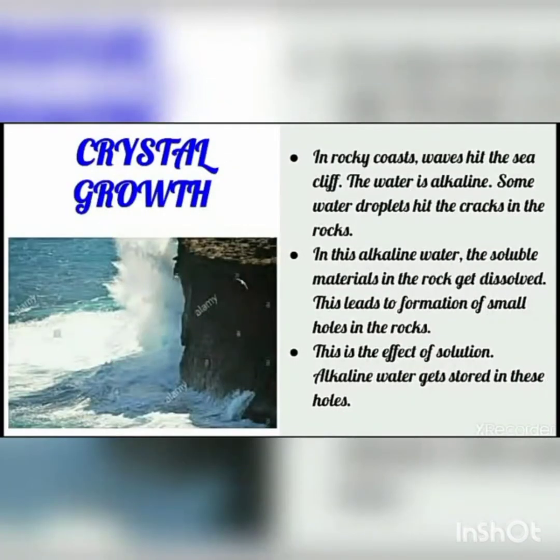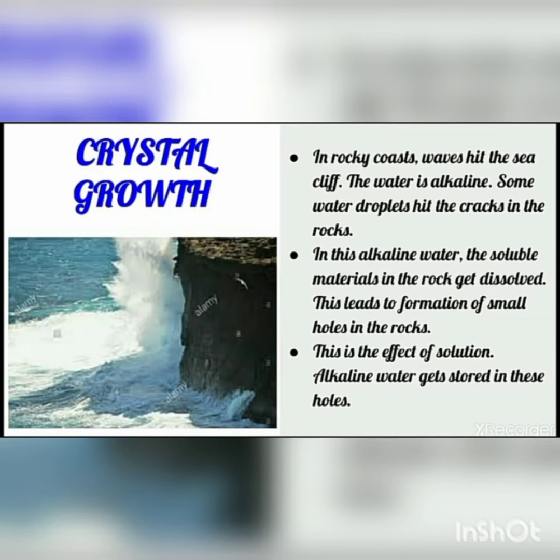Next, we are going to study about crystal growth. Now, in the rocky coast, waves hit the sea cliff. Rocky coast means mostly the coastal area. Sea cliffs mean the rocks that are near the sea coast. So the water is alkaline. Some water droplets hit the cracks in the rocks, and in this alkaline water, the soluble materials in the rocks get dissolved, and this leads to the formation of small holes in the rocks. This is the effect of the solution.